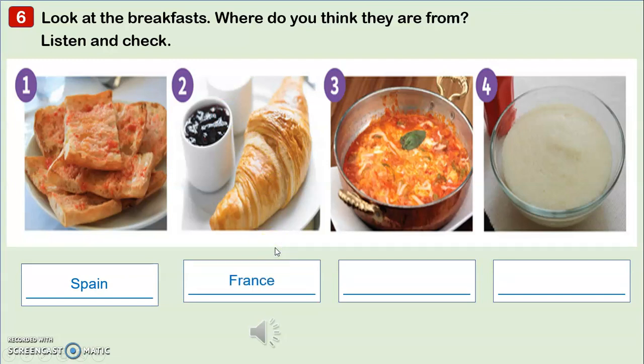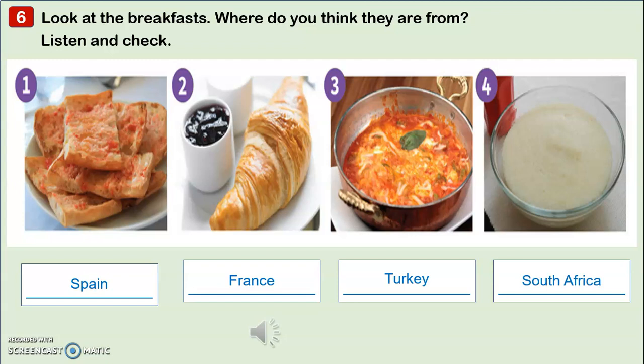That's right, friend. And what about number 3? This is menemen. And where is it from? Tell me. That's right, it's from Turkey, right? And the last one. What about this food? It's called pap, and it's from? That's right, from South Africa.